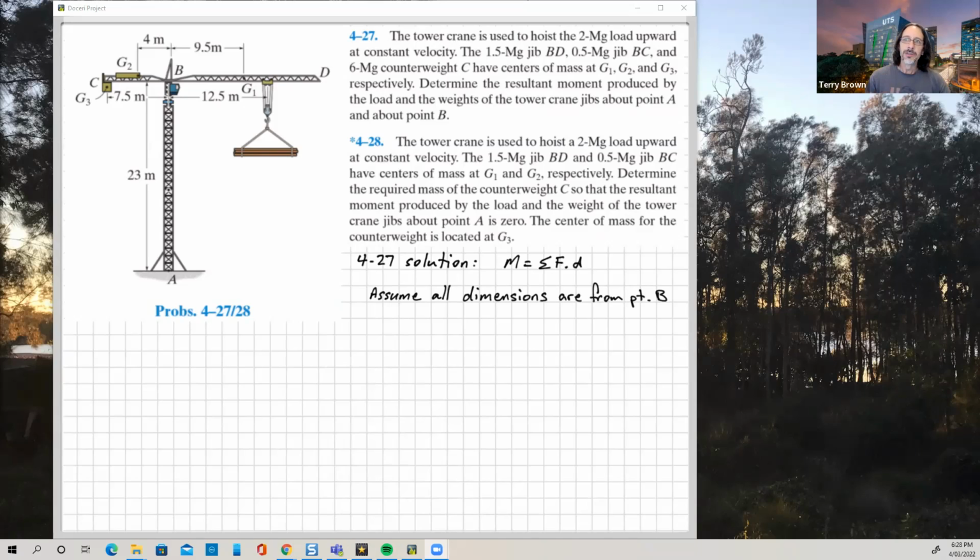Something I've done here is to assume all dimensions are from point B. Now, the reason I've had to make this assumption is because this drawing is not that accurate. Okay, so if you look carefully at the drawing, you can see this witness line here for this dimension is a little bit offset from this witness line. Right? So in the absence of any information about that distance between these two witness lines, I'm just going to have to assume that they're supposed to be aligned.